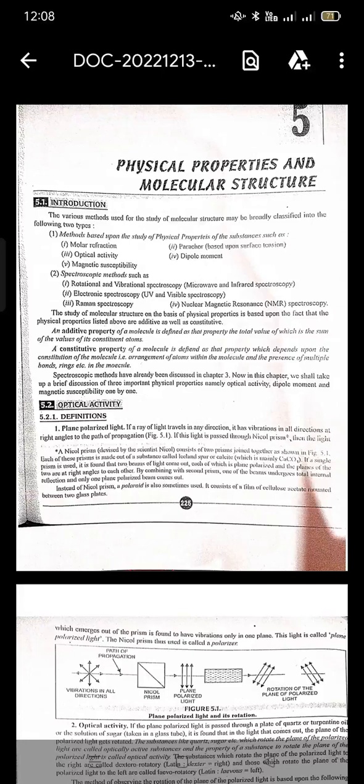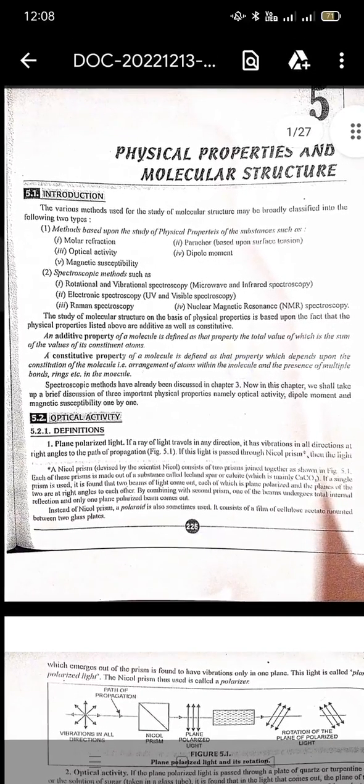First one is methods based upon the study of physical properties of the substances such as first, molar refraction; second, parachor; third, optical activity; fourth, dipole moment; fifth, magnetic susceptibility. Second one is spectroscopic methods such as first one is rotational and vibrational spectroscopy, second one is electronic spectroscopy, third one is Raman spectroscopy, and fourth one is nuclear magnetic resonance, that is NMR spectroscopy.